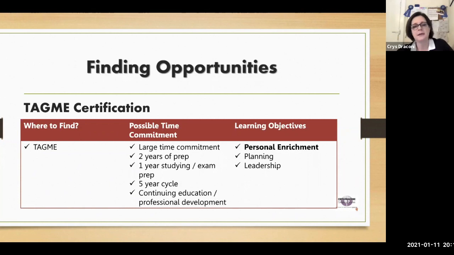But it can take up to a year of studying and exam prep. They usually do the exam in 2 different cycles, and it's a 5-year cycle, and you have to keep doing this every 5 years. Then there is continuing education that is required as part of your certification status. So learning objectives, most importantly, this is personal enrichment. You can learn about planning, leadership, and really just learning your job, because that's what TAGME is all about.